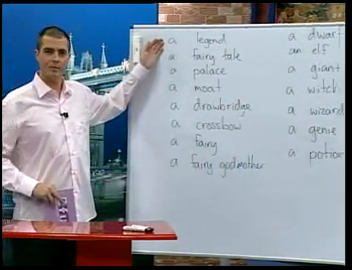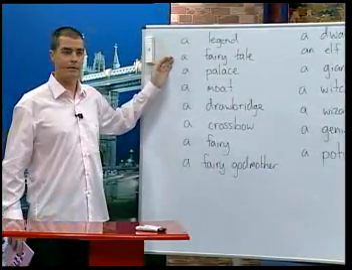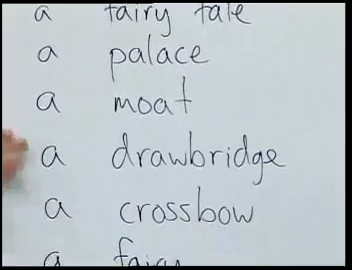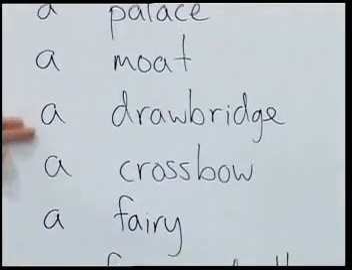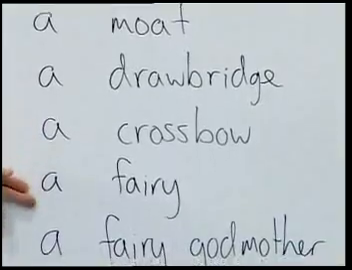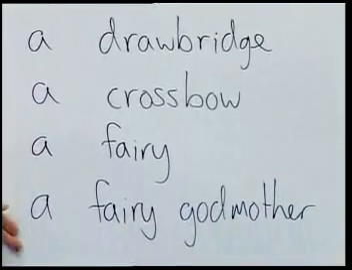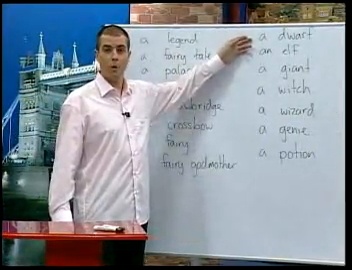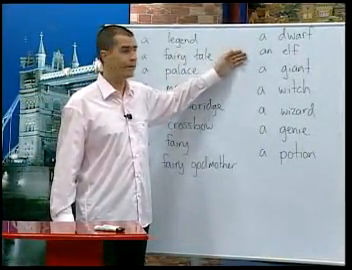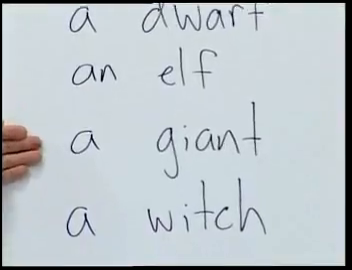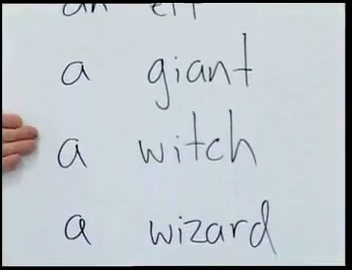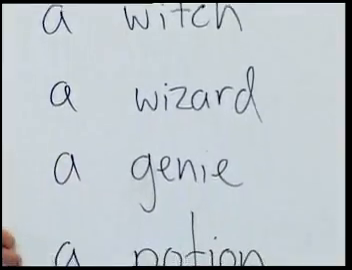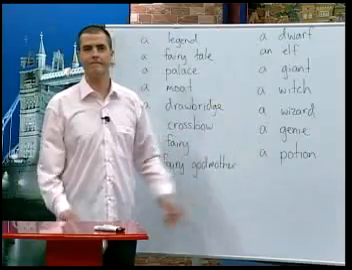A legend. A fairy tale. A palace. A moat. A drawbridge. A crossbow. A fairy. And a fairy godmother. A dwarf. An elf. A giant. A witch. A wizard. A genie. And finally, a potion.